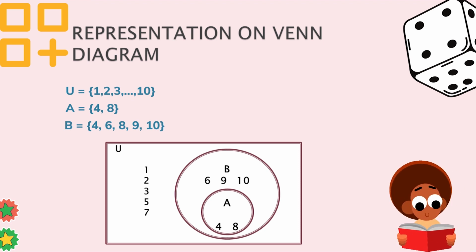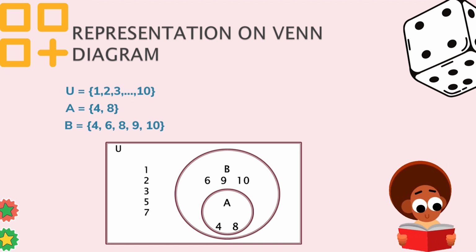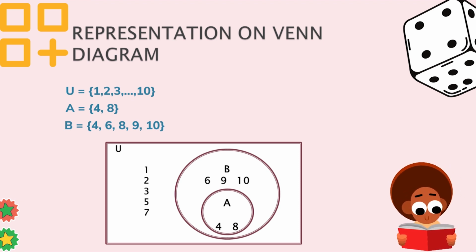Because if you think about it, knowing the definition of a subset, all the elements of set A are present within set B, so you draw set A within the Venn diagram of set B, sharing the common elements which were 4 and 8, while the remaining elements of set B are listed down in the Venn diagram of set B. And the universal set, remaining with the leftover elements 1, 2, 3, 5, 7, are listed down as they are.